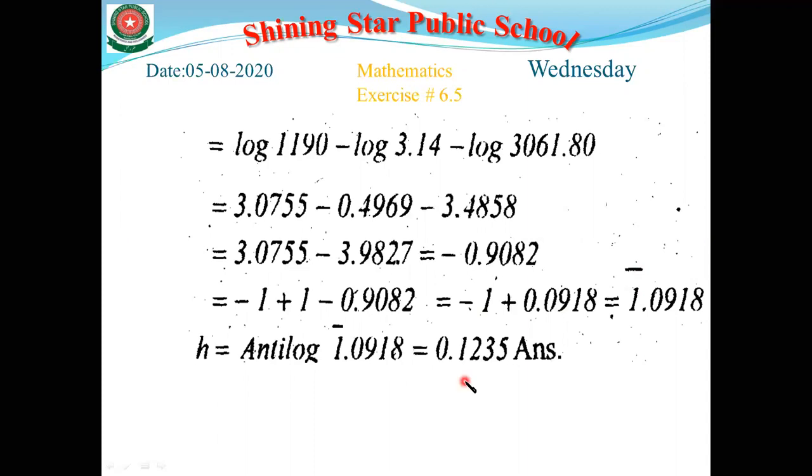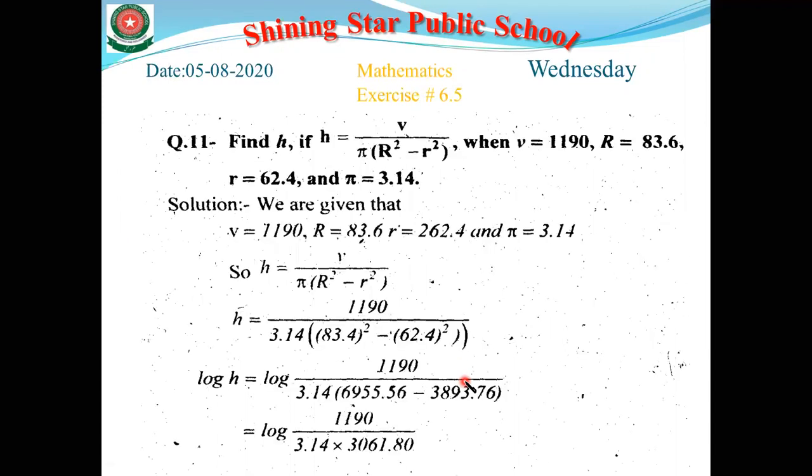Okay. Now our question is done, but there is another method to solve this question. The method is you can take the log here, and you can write log 1190 plus log 3.14 multiply 83.42.